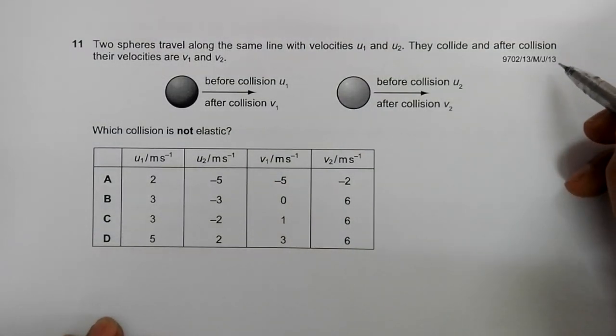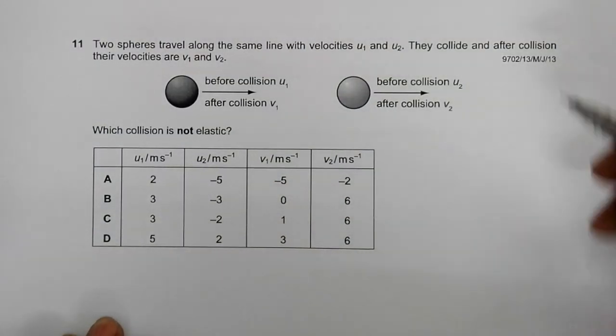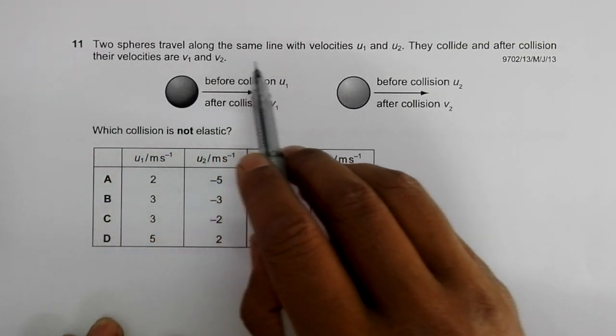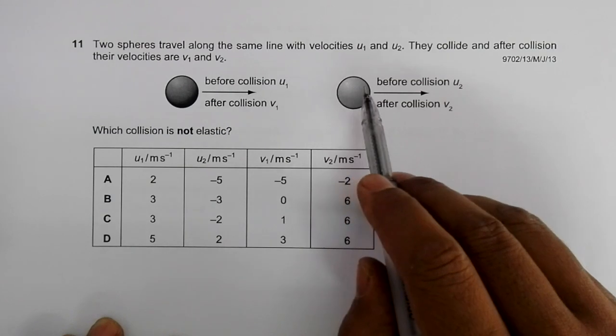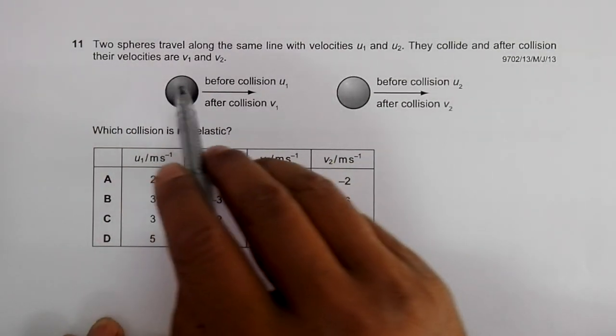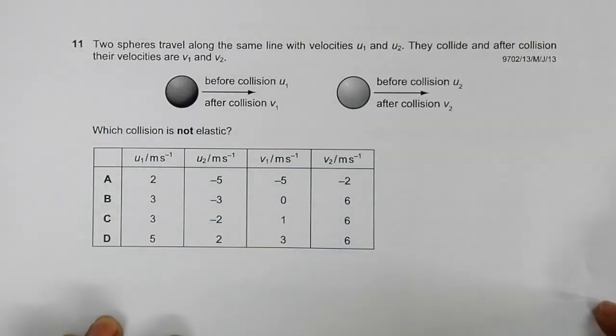Hello folks, this is 2013 May June paper 1-3 and the question number is 11. It says that two spheres travel along the same line with velocities u1 and u2. They collide and after collision their velocities are v1 and v2. So these are the usual assumptions.